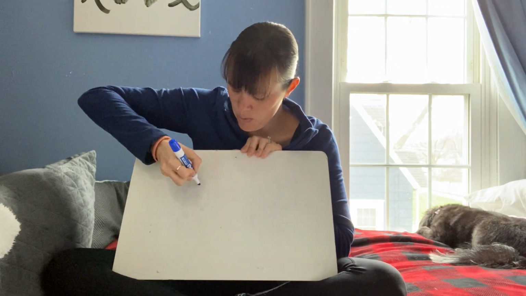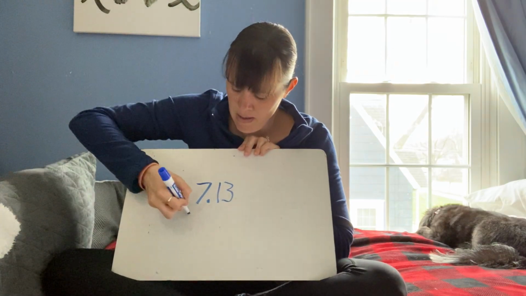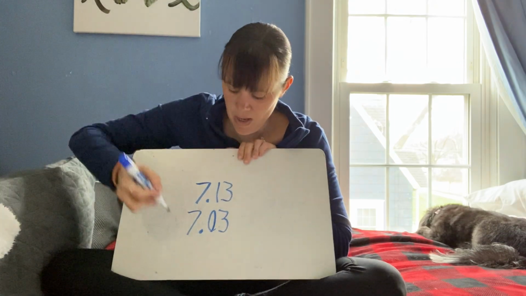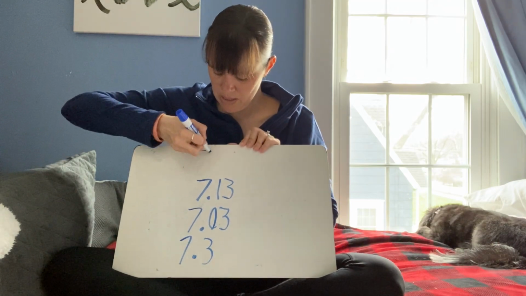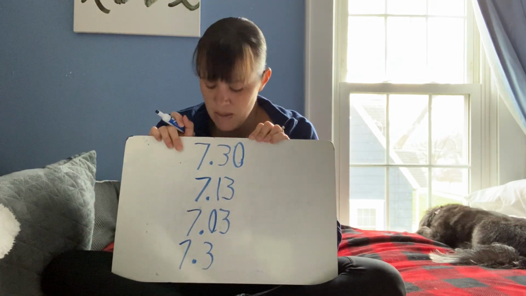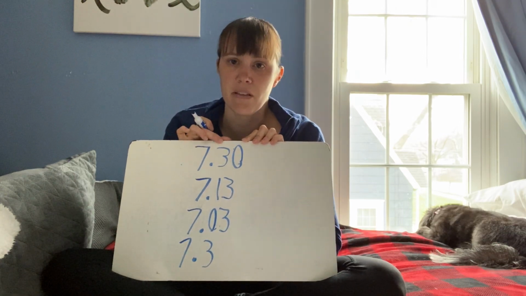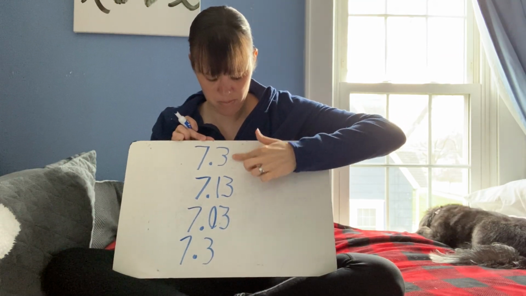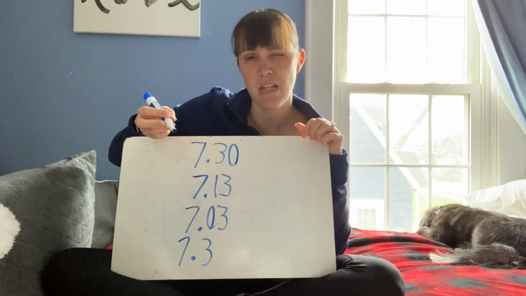Like you can say, okay, well that's 7 and 13 hundredths. Yeah, okay, you got that. That's 7 and 3 hundredths, okay? That's 7 and 3 tenths. But what's this? That's 7 and 30 hundredths, but it's also 7 and 3 tenths. Why? Because the 0 afterwards is fine to take off, but wait, are we really taking it off?